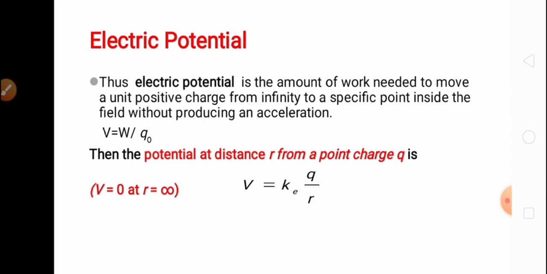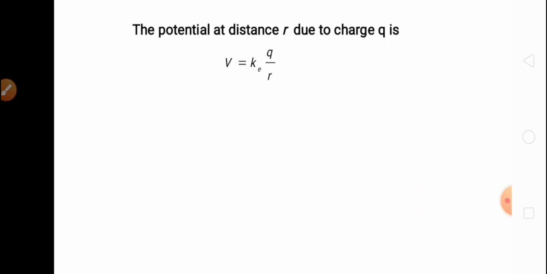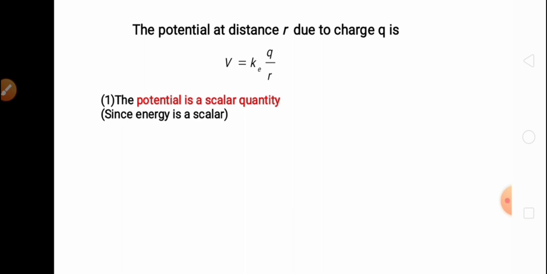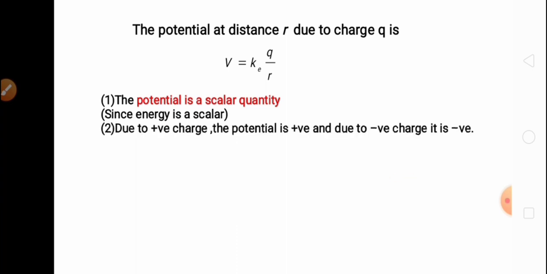If the source charge is small q, then at a distance r from it, the electrostatic potential V is equal to KQ by r. It can be obtained from the change in potential, and the potential at infinity is taken as 0. Now, one important point is that the potential due to a point charge at a distance r is KQ by r, which is a scalar quantity, because V is equal to W by Q naught. W is a scalar, so potential is a scalar quantity, like energy. Due to a positive charge, V is positive, and due to a negative charge, V is negative.